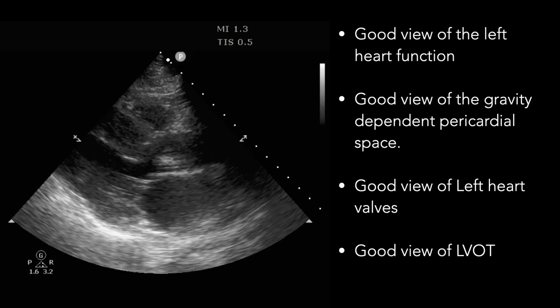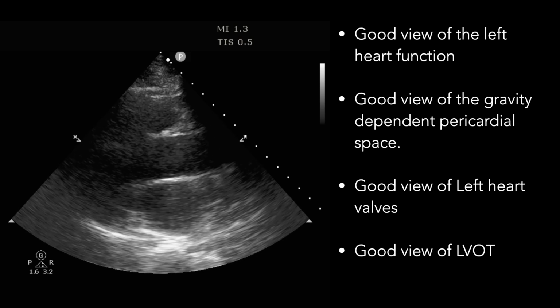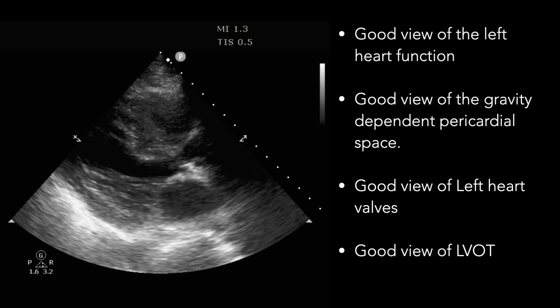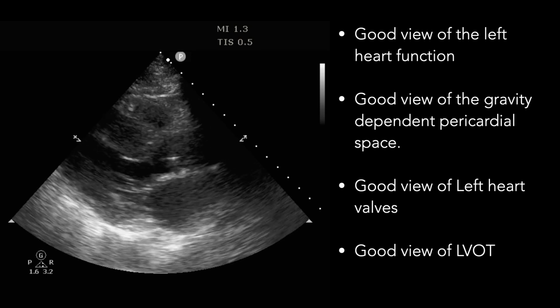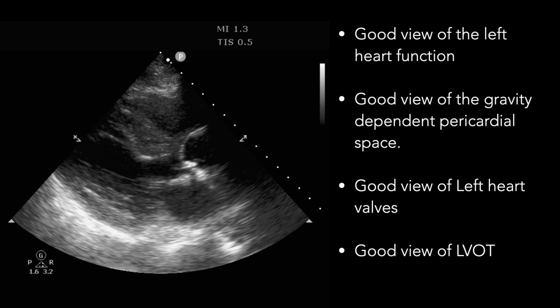I wrote down a list of some of the good things that the parasternal long axis window will do, right? It gives us a great view of left heart function. We talked a little bit about that, but you see all the different components of the left heart: left atrium, mitral valve, left ventricle, left ventricular outflow tract, the aortic valve, the aortic root. The whole thing is in one window. And you get the additional benefit of a view of the pericardial sac, right? You can see that gravity-dependent space in the pericardial sac. That is going to be the important part, like we talked about last week, for identifying pericardial effusions.